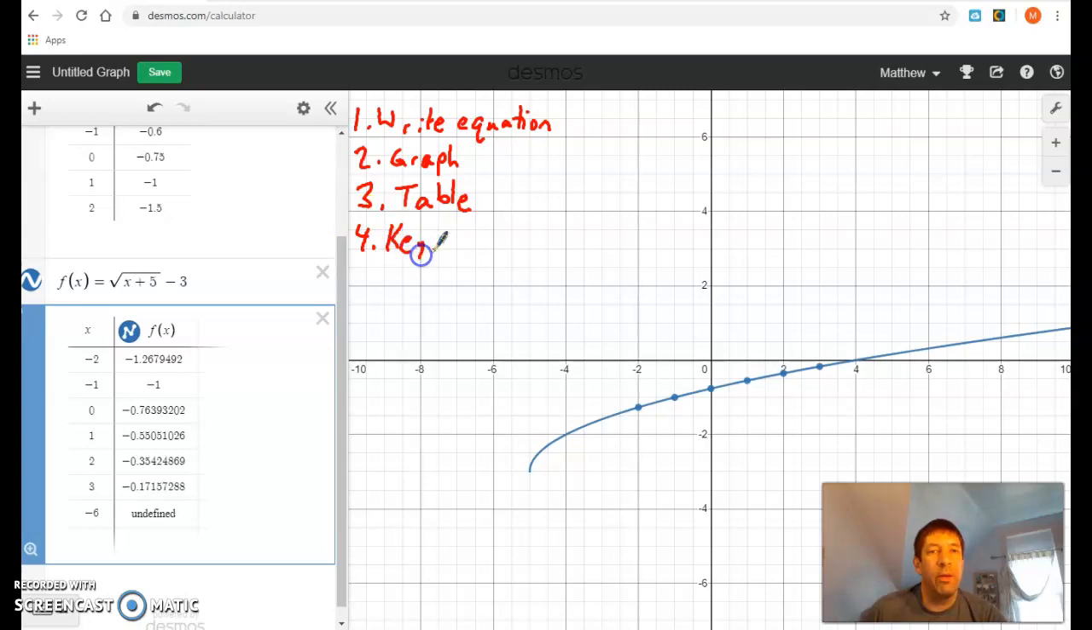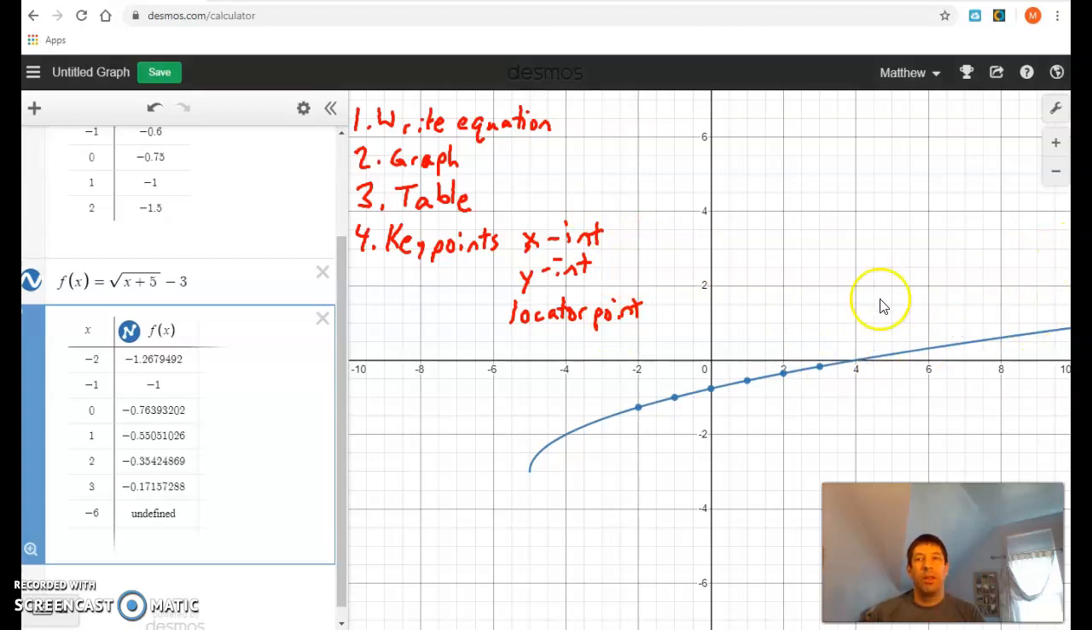And when we talk about key points, we're talking about a few individual points here. We're talking about any x-intercepts, any y-intercepts, and perhaps a locator point, if there's a locator point. So for our x-intercepts, if we look at the graph here, you can probably see where that x-intercept is. But also a nice thing with Desmos is that if you actually click on the graph, it'll tell you the point. So the point is 4, 0.